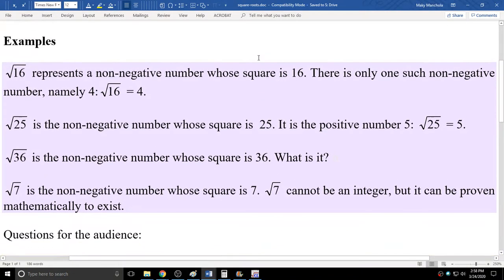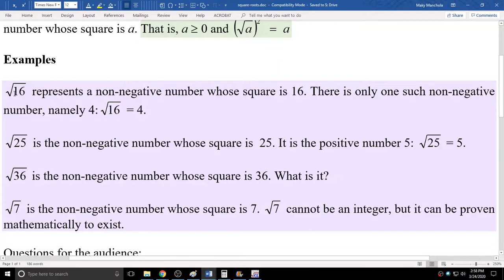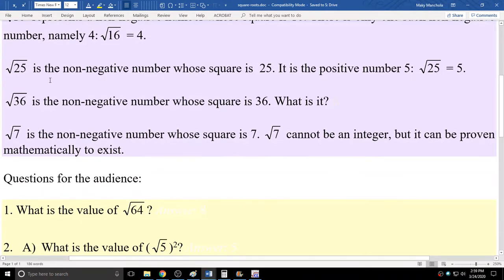Examples. Square root of 16 represents a non-negative number whose square is 16. Which non-negative number do you raise to the second power to get 16? There is only one such number, namely 4. The square root of 16 is 4. The square root of 25 is the non-negative number whose square is 25. It is the positive number 5. The square root of 25 is 5.